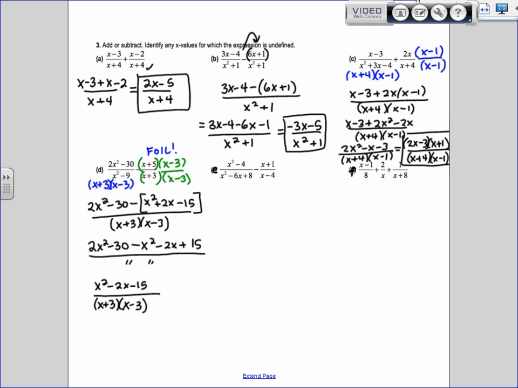Am I done? No. I want to see if it factors anymore and if anything reduces. Just like if I had 7 over 14, that is 1/2, or 7 over 21 is 1/3. All right, so I get (x minus 5)(x plus 3) over (x plus 3)(x minus 3). So I do have things that cancel. The x plus 3's go away. So my final answer is x minus 5 over x minus 3.